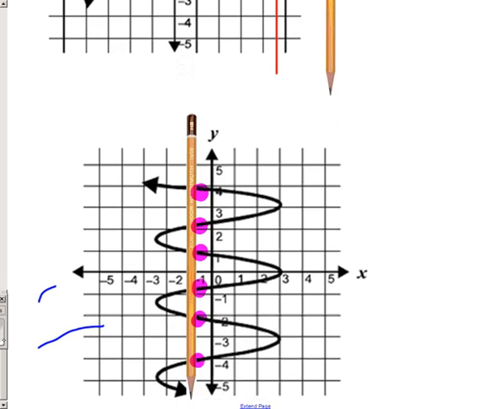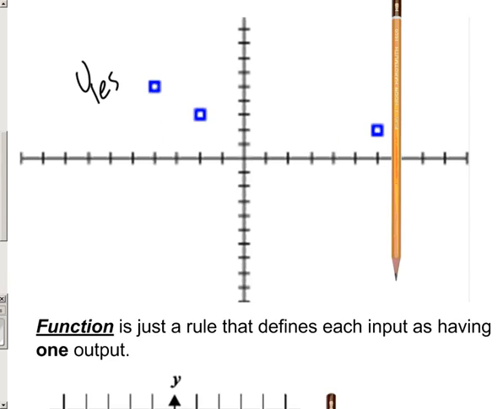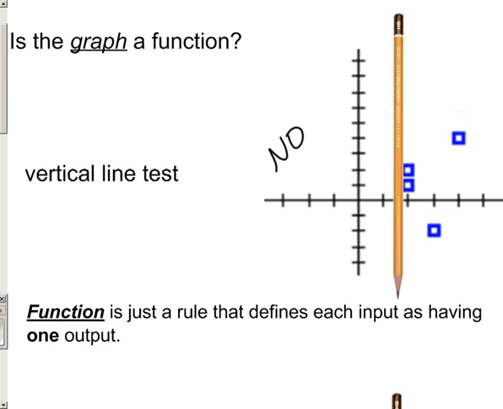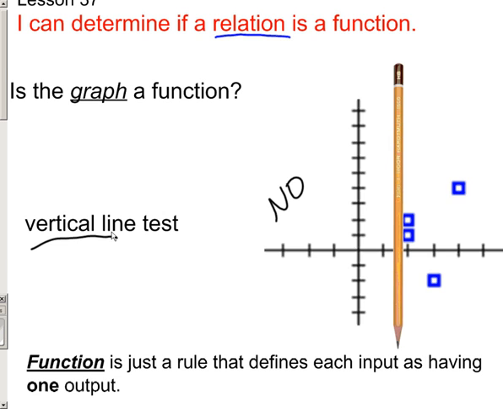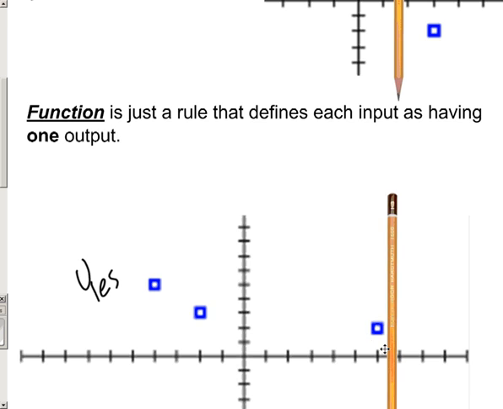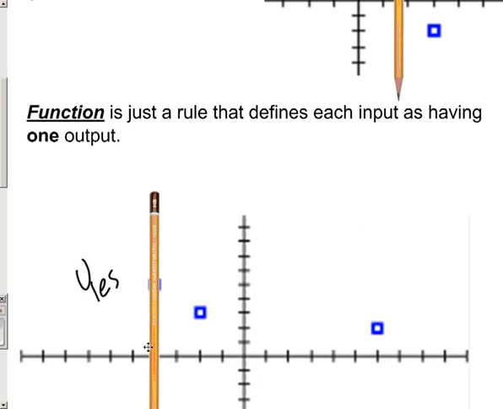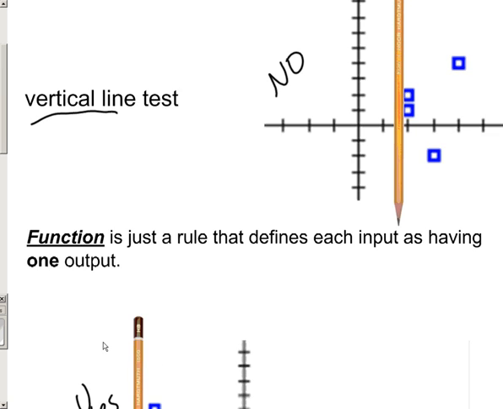So if you're looking at a graph, just take your pencil, run it over. It's an actual thing. It's called a vertical line test. You can use your finger if you don't have a pencil, and that works out. That's how you can tell if these relations are a function, yes or no. If it hits more than one dot, it's not a function. If you can go through and only hit one dot at a time, then yes, it is a function.